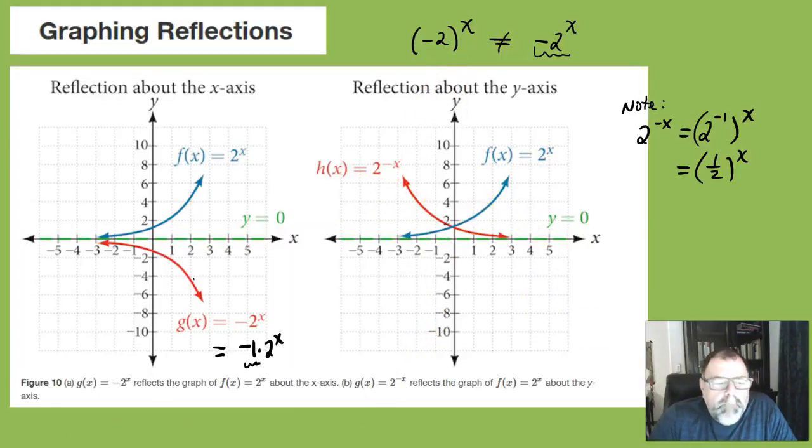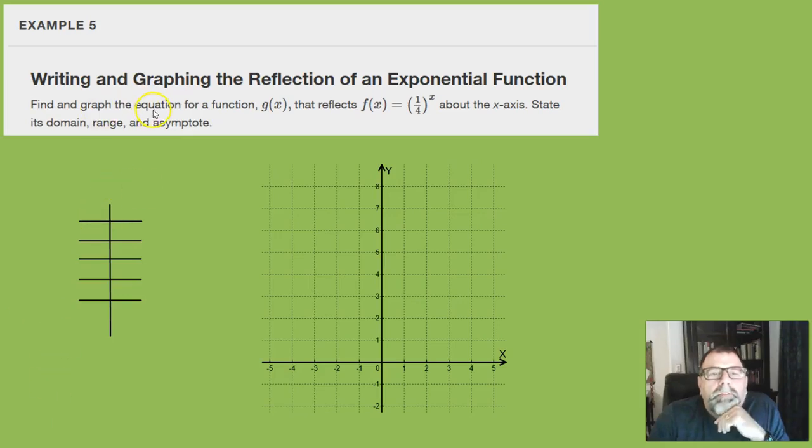Okay, find and graph the equation for a function g of x that reflects f of x equals 1/4 to the x about the x-axis. So we want to flip it about the x-axis. So let's see. If we have y equals 1/4 to the x, we'll just do 0, 1, -1.